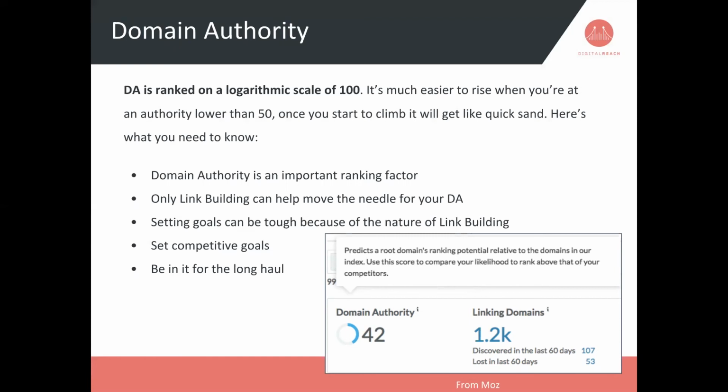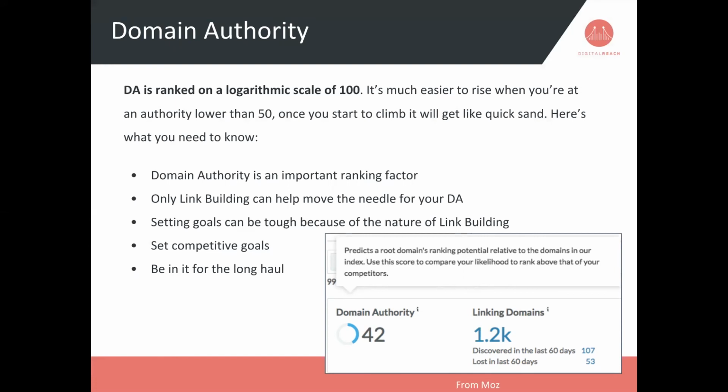So a couple of things to know about domain authority and attacking that. Only link building can really help move the needle for your domain authority. So it is a strategy that you need to utilize if domain authority is your target goal to affect over the next quarter, over the next few quarters here.